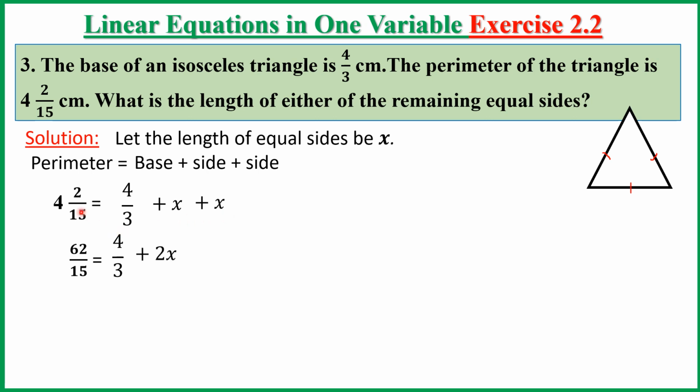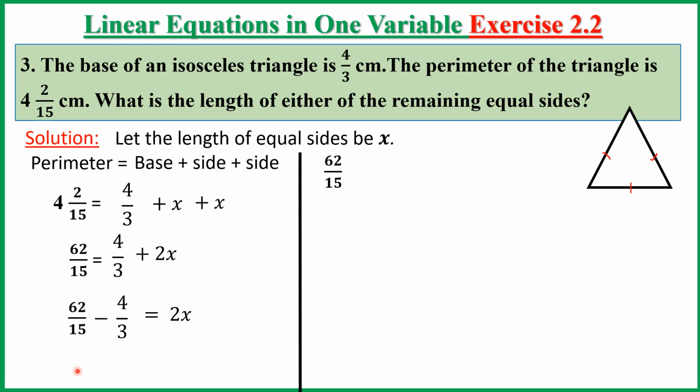So plus 2x. Here 4 by 3, when it's shifting, or transposing to our left hand side, it will become negative 4 by 3. That is 62 by 15 minus 4 by 3 equals 2x. Again in denominator it is 15 and 3. So we have to find the LCM. LCM will be 15. So in 4 by 3, we have to get the LCM 15. So we have to multiply both numerator and denominator by 5.